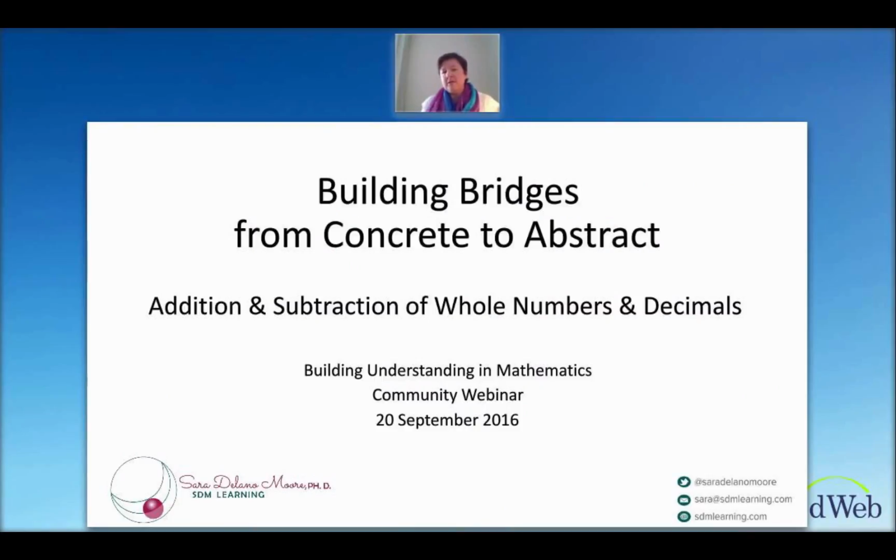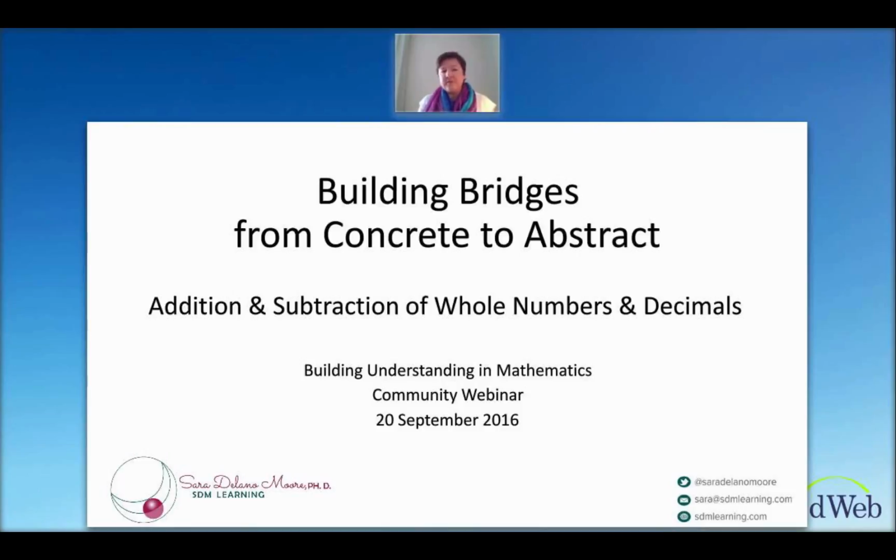Our theme for the fall is this idea of building bridges from concrete to abstract. We talk so much in this community about how do we use manipulatives to teach mathematics? How do we do hands-on learning? Why does hands-on learning matter? What does that look like? And we tend to stop in the community here at the point of we've built the manipulative models, we've maybe drawn some pictures, and we leave it that the rest of the work, the abstract, will come.